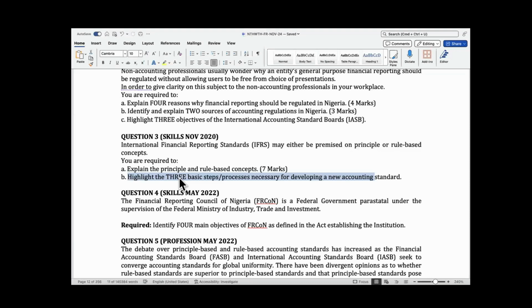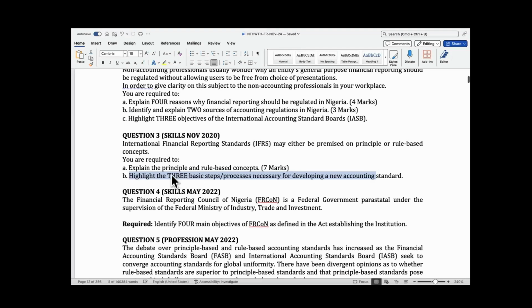developing accounting standards. Then that one, you just try to break it down for them so that you can maximize your mark. You could say, okay, number 1, consultation. Number 2, project plan. Number 3, research program that will result in discussion paper. Number 4, accounting standards program that would result in exposure draft. Number 5, accounting standard itself, published accounting standard. Number 6, maintenance program or post-implementation review.